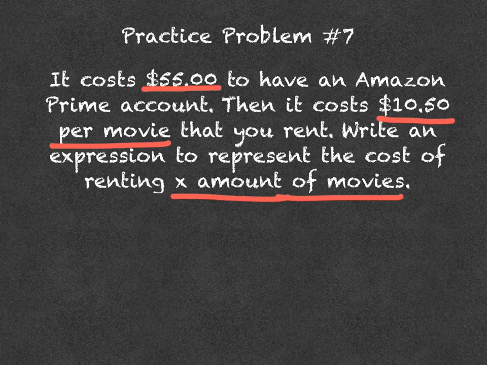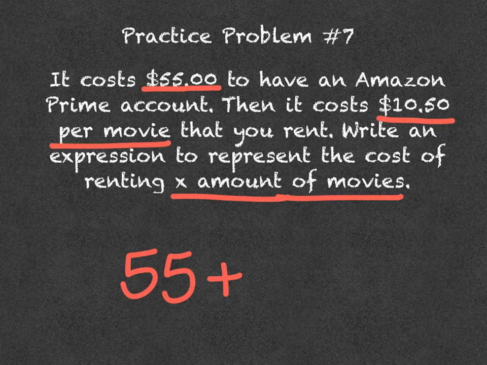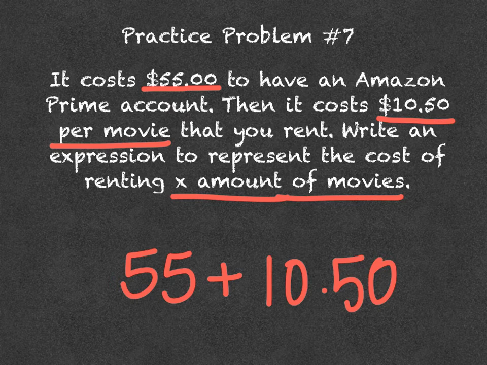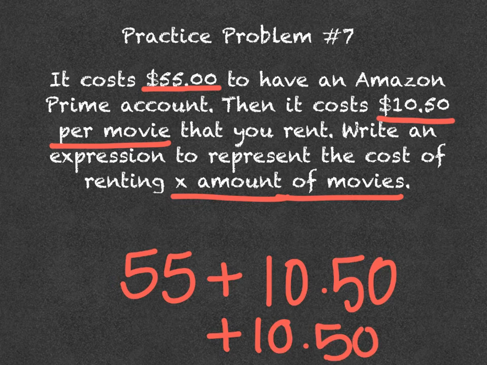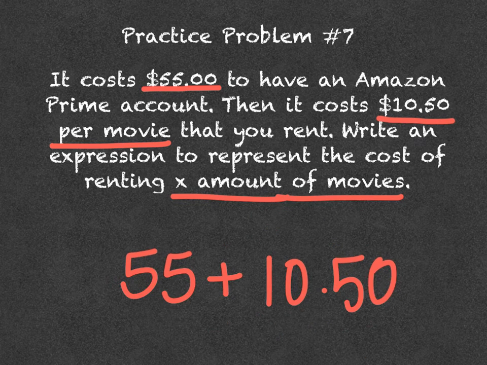So when solving this problem, we start with $55. That doesn't ever change. Even to get the Amazon Prime account, it's going to cost you $55, whether you rent a movie or not. Okay, and then on top of that, we're going to add $10.50 per movie. So if I rent one movie, I'm going to add $10.50. If I rent 2 movies, I'm going to add another $10.50. If I rent 3, I'm going to add another $10.50. So the $55 isn't changing. It's the $10.50 that's changing. So that's what's going to be multiplied by X, the amount of movies.